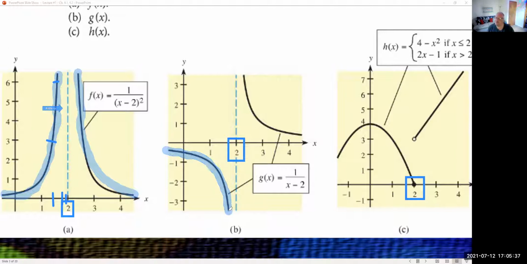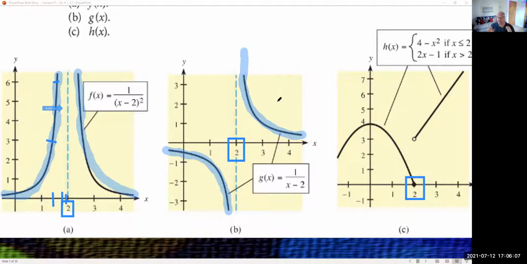So imagine what it's like when x is 1.999. Isn't it a negative, huge number? In fact, the closer you get to 2, 1.999999, you'll get an even more negative number. So if you approach it from the left, the y value approaches negative infinity. If you approach it from the right, meaning coming from this direction, the y value is approaching positive infinity.